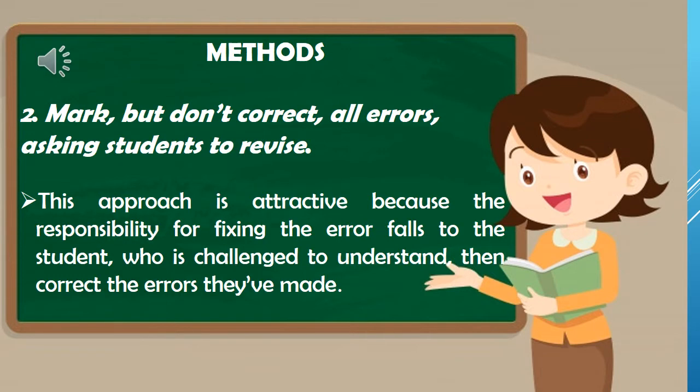Number 2 method, mark but don't correct all errors, asking students to revise. This method is attractive because the responsibility for fixing the error falls to the student, who is challenged to understand, then correct the errors they made. It is time-consuming for the instructor, however, and doesn't provide an opportunity for students to develop their own proofreading skills since they aren't required to find their own errors.